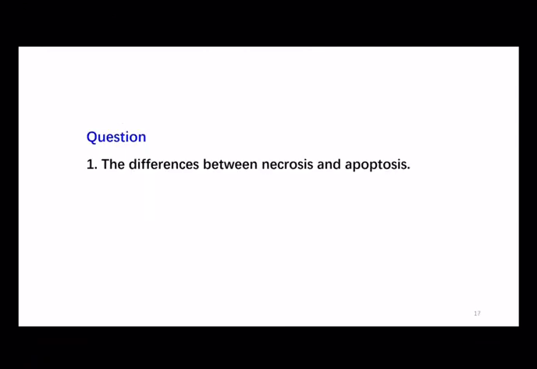Now let's take a summary. We know when cells encounter severe stress or persistent stimuli become deadly, cell death happens. It has two forms, necrosis and apoptosis. We studied the causes and pathological changes of both forms. Here is a question for you. What are the differences between necrosis and apoptosis?